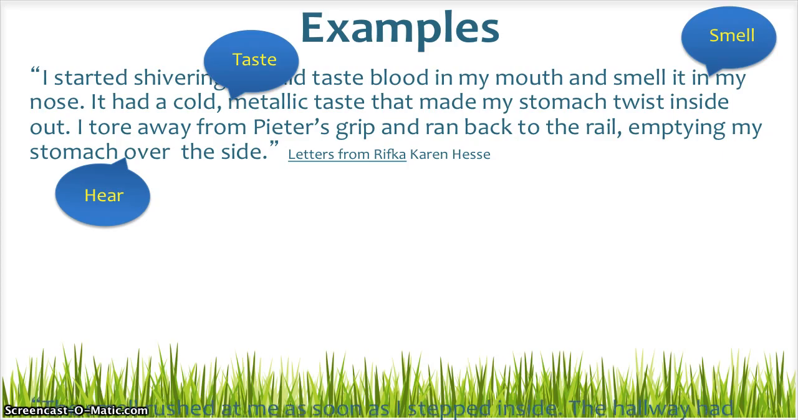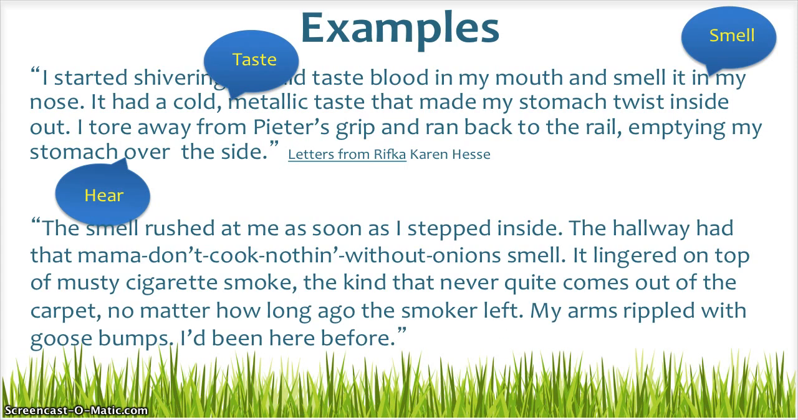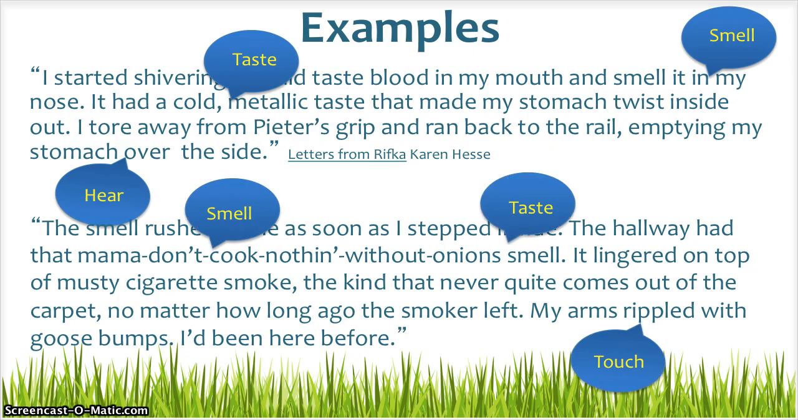Let's look at another example. "The smell rushed at me as soon as I stepped inside. The hallway had that 'Mama don't cook nothing without onions' smell. It lingered on top of musty cigarette smoke, the kind that never quite comes out of the carpet, no matter how long ago the smoker left. My arms rippled with goosebumps. I'd been here before." Once again, this author used 3 different of the 5 senses to describe this to us. We can imagine the smell and the taste of those onions. We can also imagine that we feel our arms rippling with goosebumps. This is a great description. 3 of the 5 senses.